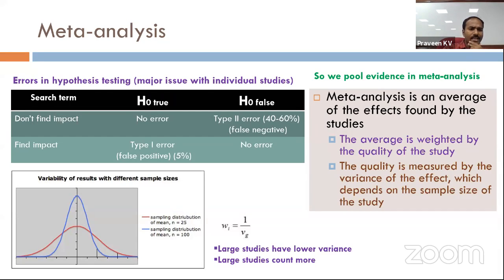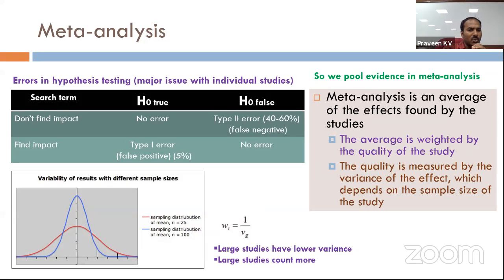So meta-analysis: we have arrived at the final data from individual studies, and we know that individual studies have some drawbacks, some lacunas. There are chances of type 2 error and type 1 error, like false positive and false negative, showing impact when there is no impact, and showing no impact when there is impact. Both kinds of things will be there.